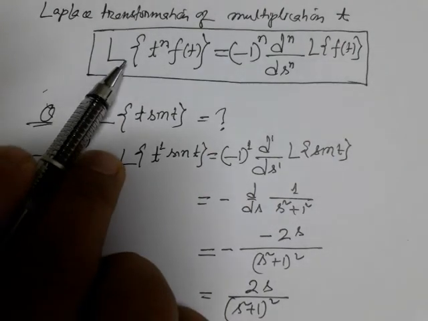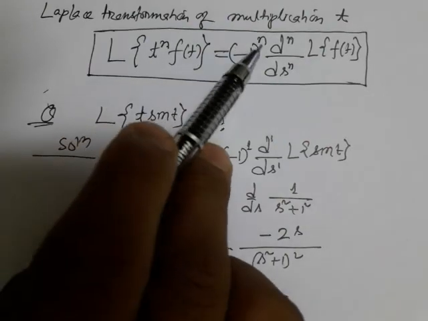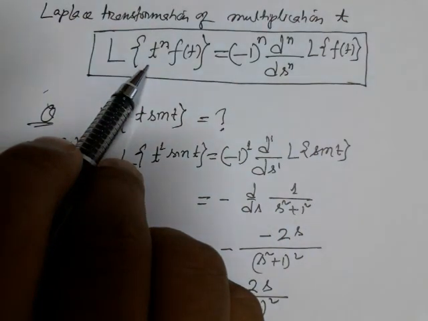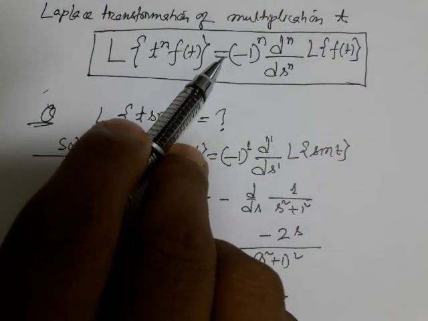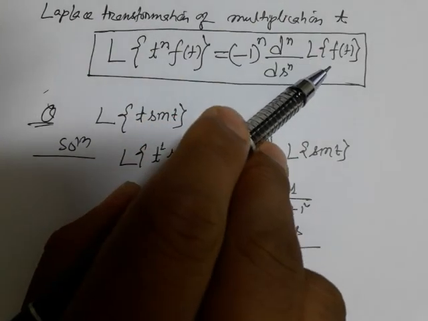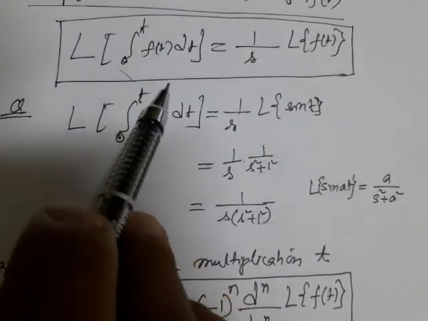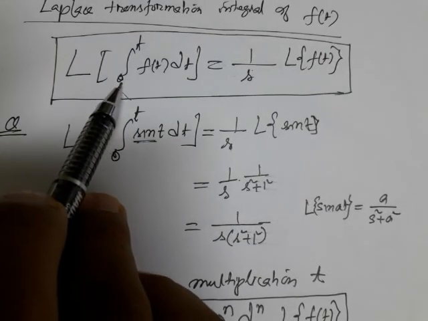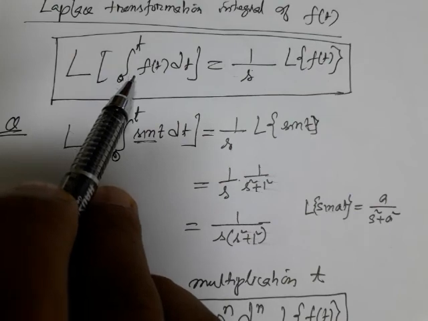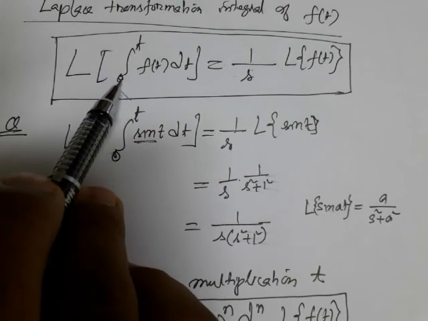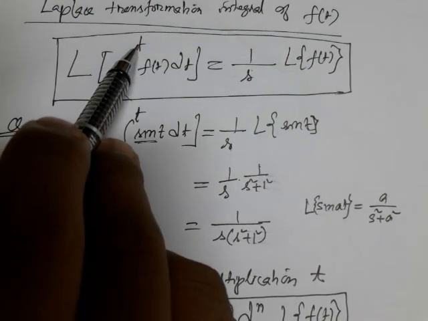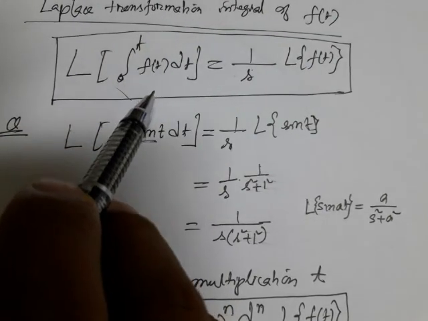One is Laplace transformation of multiplication by t. Actually it should be t to the power n, t to the power n f of t. The formula is very easy to remember: minus 1 to the power n d n ds to the power n L of f of t. And Laplace transformation of integral is this one. So for particular integral type questions only can be solved using this method. The limit should be 0 to t. Okay, if it is not 0 or it is not t, then we cannot apply this formula.